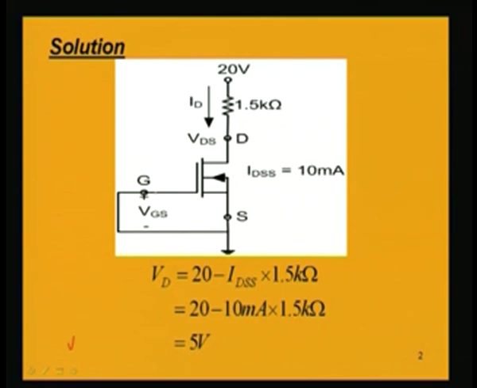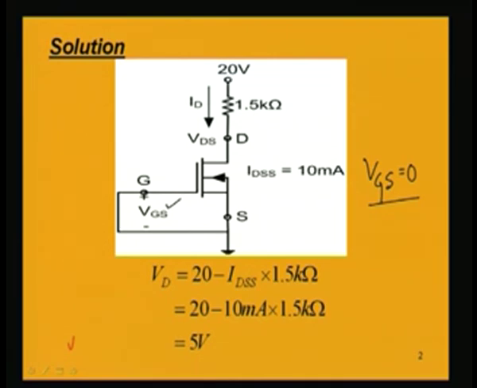Now, you have to look into this circuit. Here we have VGS equal to 0, because the circuit itself shows that the voltage between the gate and source is 0. So, VGS is 0. That is why the drain to source current is the specified IDSS. So, for this particular circuit, as we have the gate to source voltage 0, the current between the drain and the source is the specified IDSS, which is given as 10 milliampere.